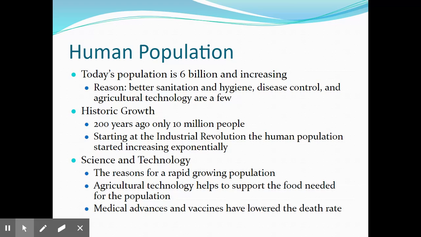Historically, 200 years ago, there were only 10 million people. We started seeing the Industrial Revolution, which allowed the human population to start increasing exponentially, and we haven't gone back since. Science and technology are also reasons for rapid growth within a population. Agricultural technology allows us to support the needs of the population by genetically modifying organisms, and medical advances and vaccines have lowered our death rate. Right now, we're currently in the corona pandemic. We are still seeing an exponential growth, but we are seeing a dip in our population, which is caused by an increased death rate.